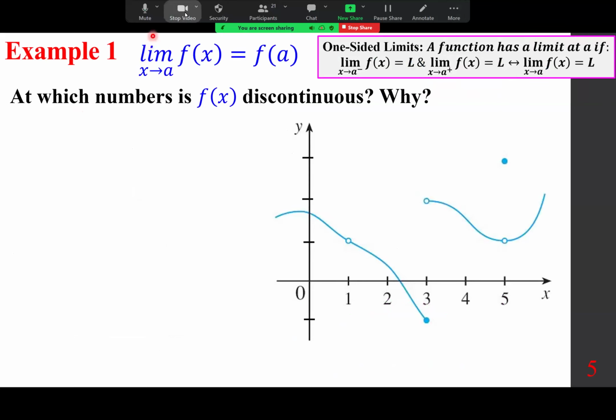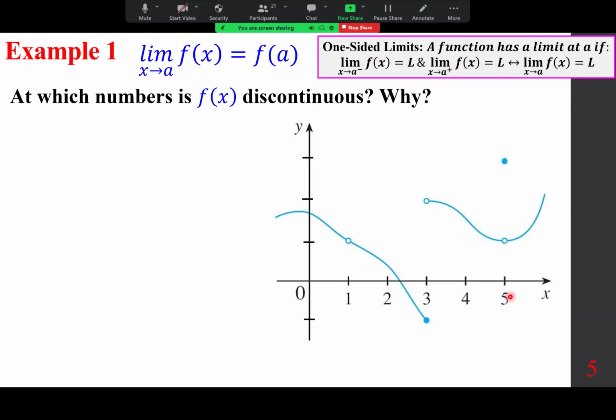Let's start with a simple example. So again, reminding everybody about the definition of continuity: limit of f of x as x approaches a equals f of a. This is the definition of continuity. A one-sided limit exists if both sides, limit of f of x as x approaches a from the left and from the right, are identical. Now, for this function, and the graph is given, at which numbers is f discontinuous and why?